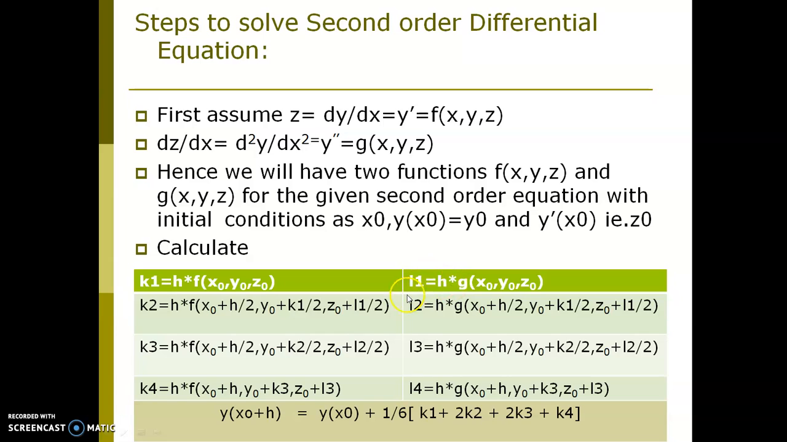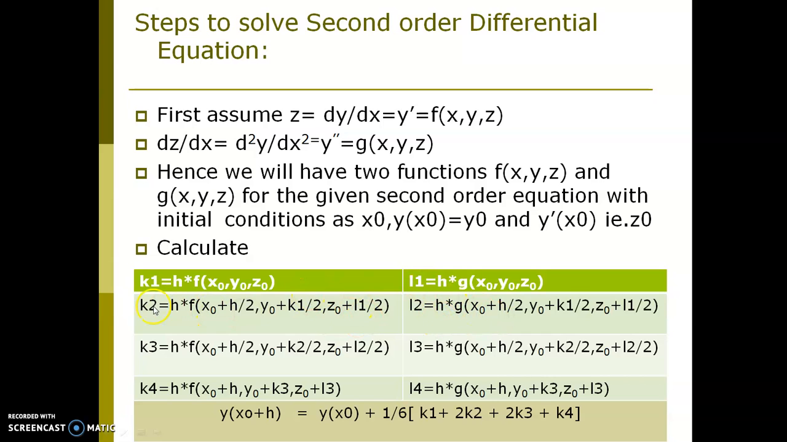Once we have k1, L1 values, we can proceed to calculate the next value k2 as h into the function evaluated at x0 plus half increment, which is h by 2. The y value will be changed from y0 to y0 plus k1 by 2, which was previously calculated. And for modifying the third variable which we have assumed, we will make use of the L1 value. So z0 plus L1 by 2 will modify the z value. Again, as we know, the function is only z. So z0 plus L1 by 2 would be the new value of this function evaluated, multiplied by h becomes k2.